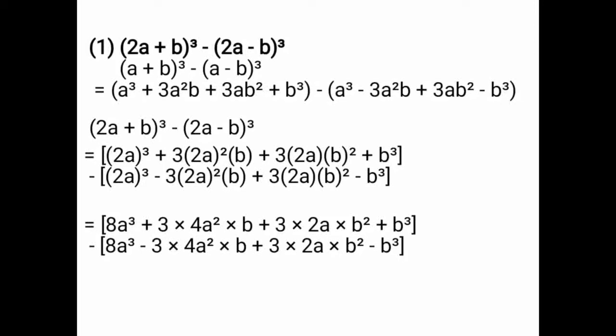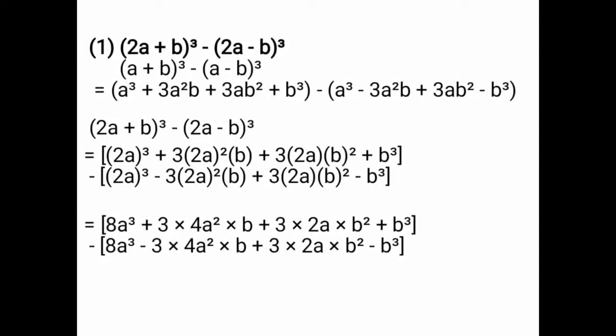In 3a^2b, the square which is there here is (2a)^2. (2a)^2 means 4a^2. The square of 2 is 4. Then the square of the variable remains the same. First you multiply the square of the number and then the variables.